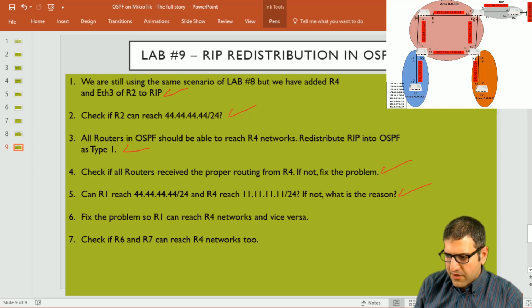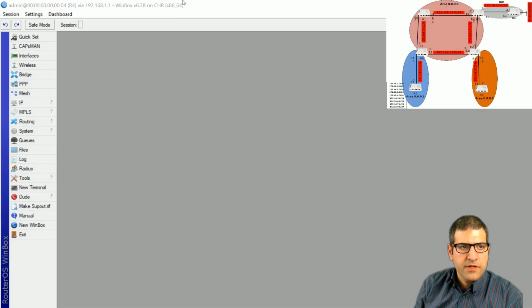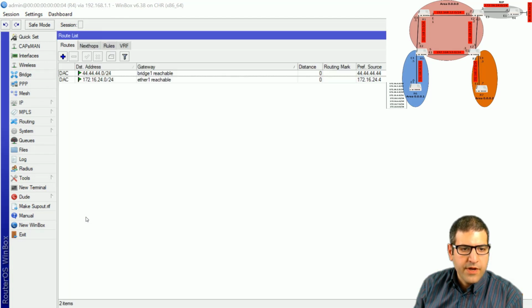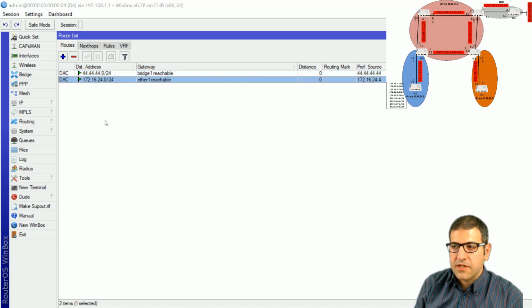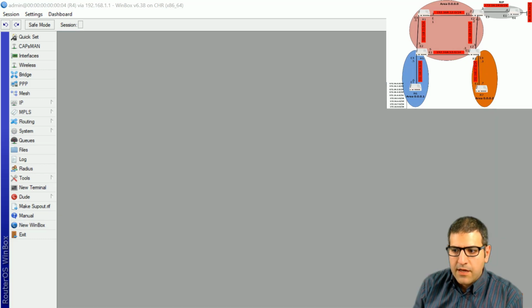Before we do this, I just want to show you, this is router 4 now, and if I go to IP routes, you can see that he doesn't know anything about other networks than the networks which are connected to him, 44.44.44.0 and 172.16.24.0. That means that he cannot know how he can send the packet back to router 1 or to any other router on OSPF. Okay, that's what I wanted to say. Now we need to fix that.